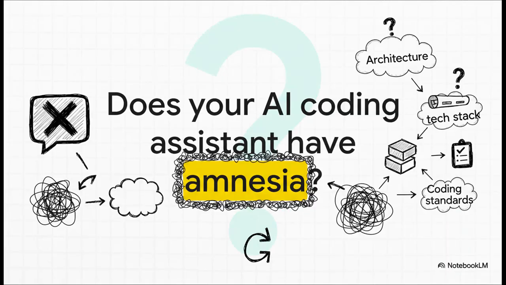All right, let's kick things off with a frustration that I'm sure every single developer out there knows all too well. You fire up a new chat session with your AI assistant, right? And poof, it's got total amnesia. It has no clue what your project is about. So you find yourself explaining the entire architecture, the tech stack, the coding standards, again and again.